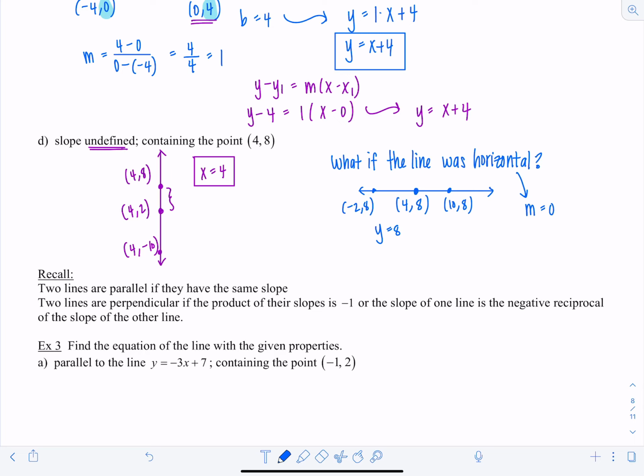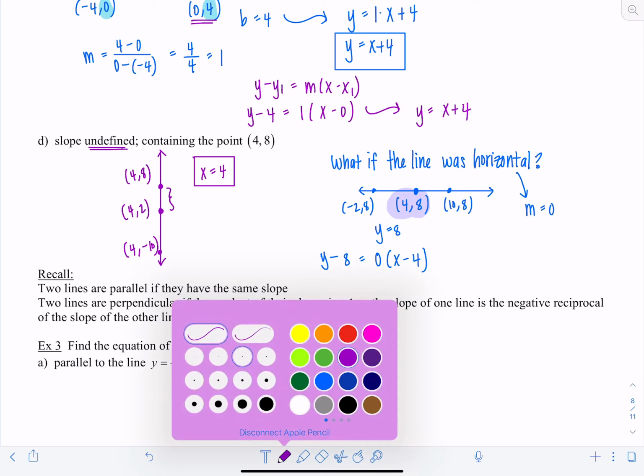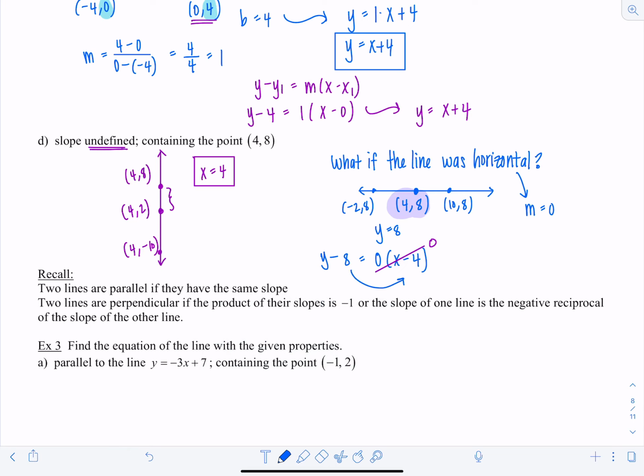So if you were to use point slope form, because we were given (4, 8), right? And you did y minus y1 equals m times x minus x1. Well, this whole term just goes to 0. And then you move that 8 over there, and you would get y equals 8. So that's the difference with horizontal and vertical lines. Because horizontal lines have a slope of 0, you can still use point slope form and be okay, but for vertical lines it doesn't work because there is no m. M is undefined.